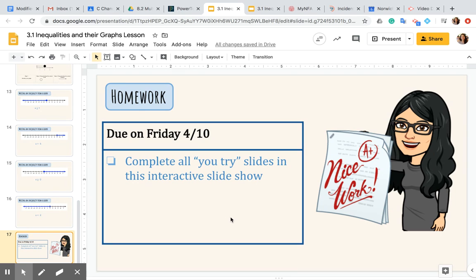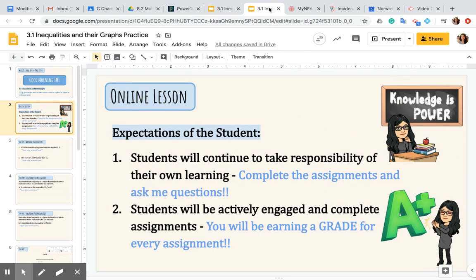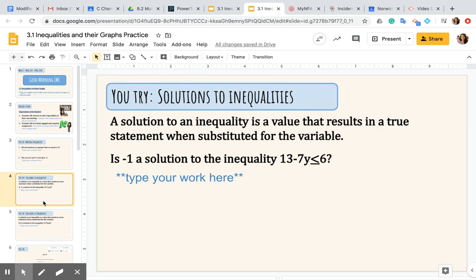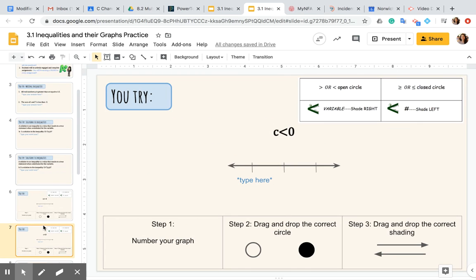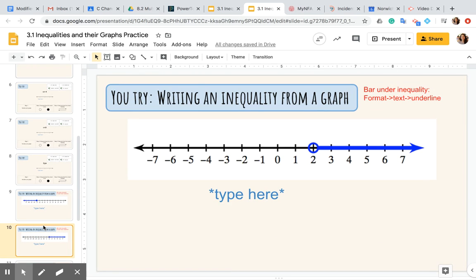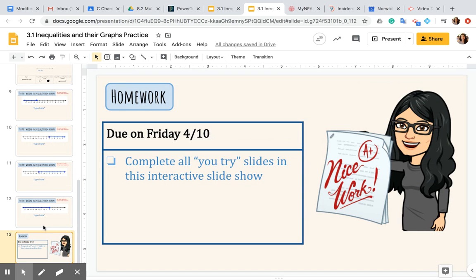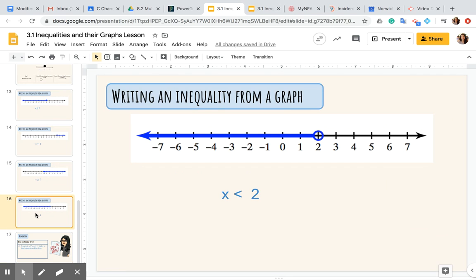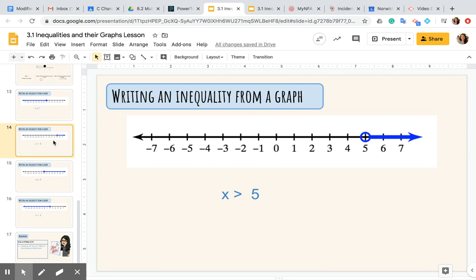So your homework is to complete all of the You Try slides in your interactive slideshow that I'm going to be uploading. They are different problems than what I just guided through here, but do rewatch this video if you're confused on a particular slide, because it guides you through how to approach the problem. It's not going to be the exact same one, but it should be enough to guide you through how to do this. Of course, if you run into any questions, any issues, you can comment on Google Classroom, you can message me there, you can email me.